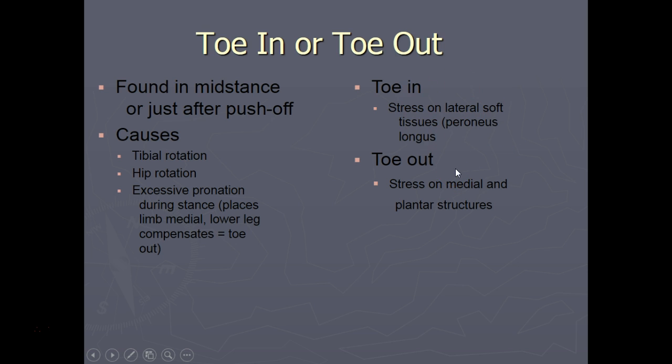In a toe out position, clearly, probably pronation associated with that, maybe some genu valgus, and what you tend to see is stress being placed on the medial structures of the lower limb, as well as the plantar structures as well. So this patient might complain of medial longitudinal arch pain, tibial pain, you name it, okay?